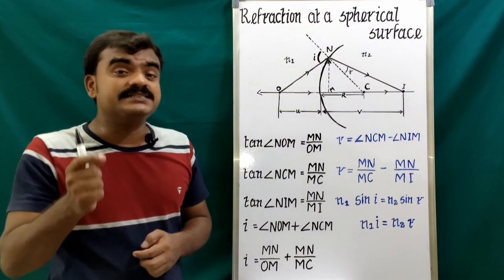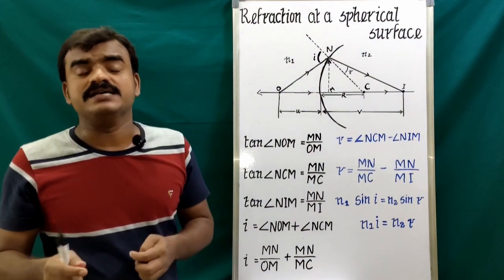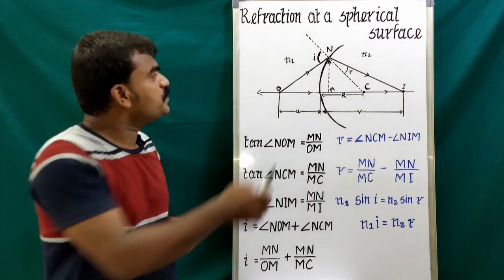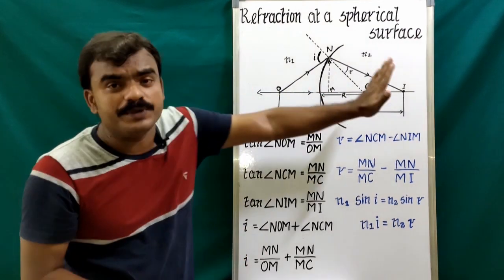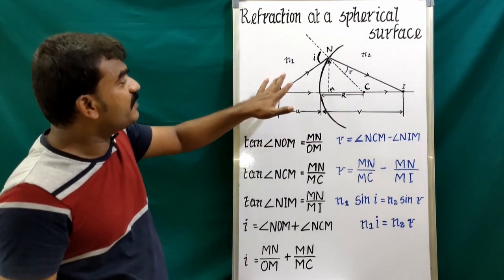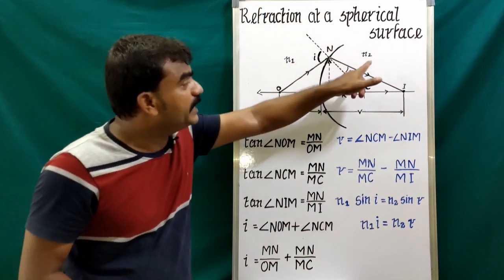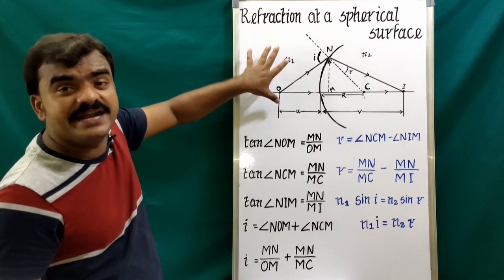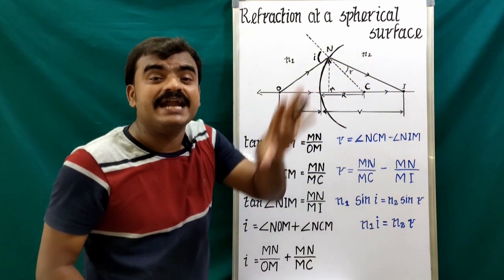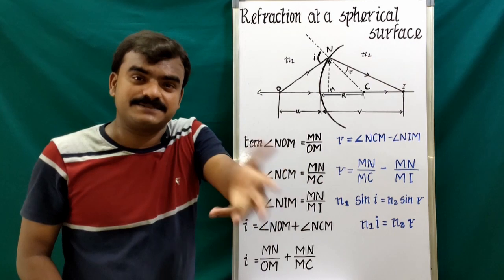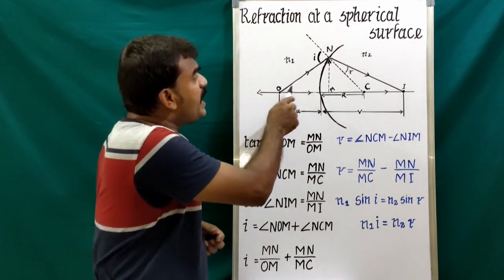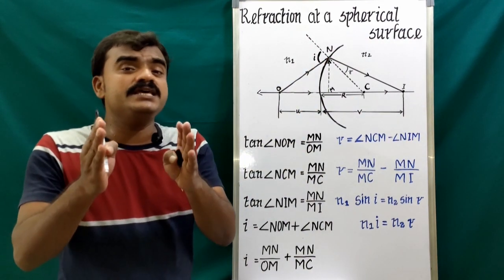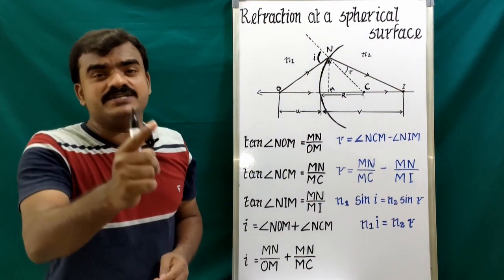And N1, N2. N is a symbol for refractive index. Sometimes we will be using mu or N. So N1, N2 means there are two media. N1 is the refractive index of one medium. N2 is the refractive index of another medium. Here one medium is air and another medium is a transparent medium. It means glass or lens.